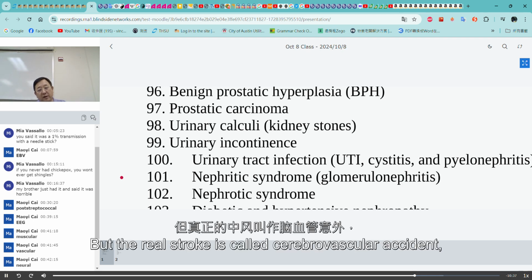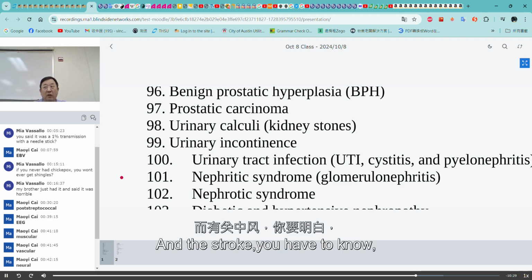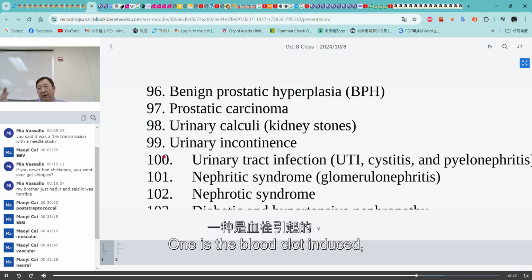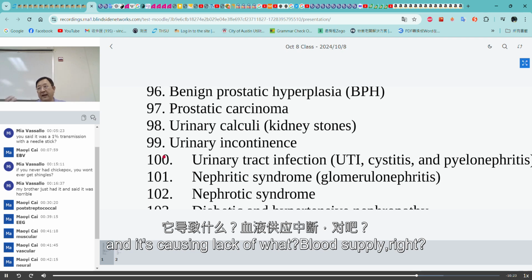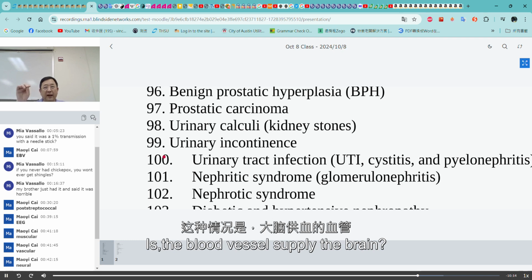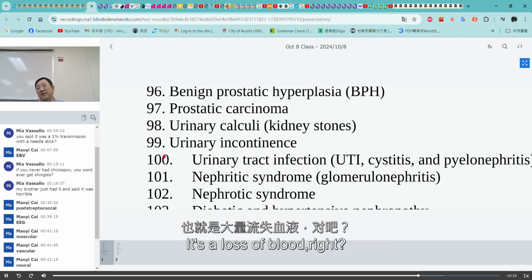Now, the real stroke is called cerebrovascular accident, CVA, or stroke. The big one. And for stroke, you have to know there are actually two types. One is blood clot induced, causing a lack of blood supply, right? Ischemic stroke. Another one is when the blood vessel supplying the brain ruptures. It causes severe bleeding.